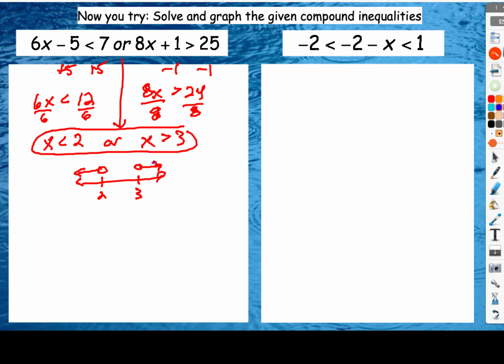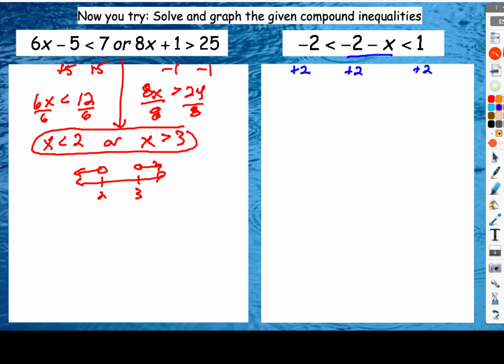Over here at the right, let's go ahead and solve. So again, notice x is in the middle. So the first thing I'm going to do is I'm going to add 2. I want to get rid of that 2 from the middle. But because it's a triple statement, I need to add 2 to all parts.